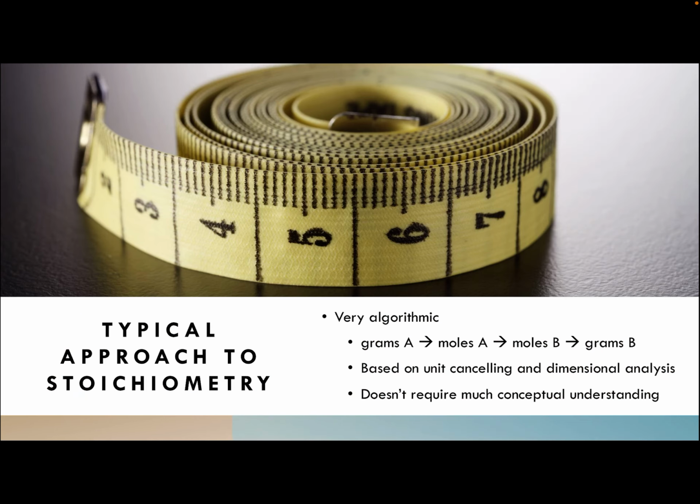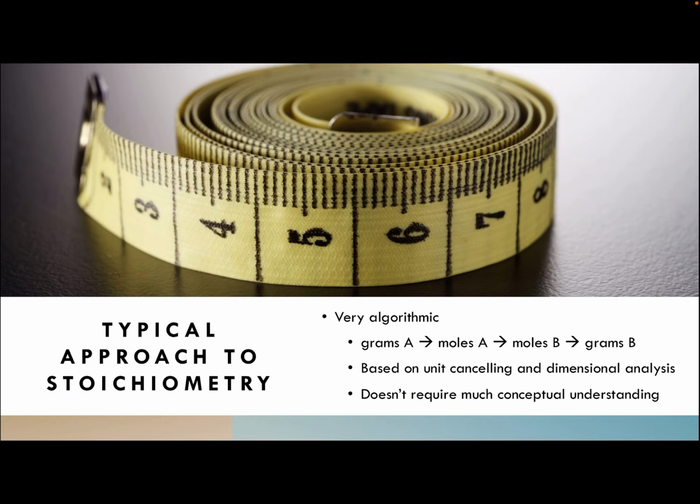So typically, when we're doing this whole train track method, it's really algorithmic, right? We start with grams, we change our grams to moles using the molar mass. Then we use our mole ratio from the balanced chemical equation to find moles of something else. And then we use the molar mass of that thing to figure out how many grams it is. And we do this whole train track, unit canceling, dimensional analysis. But it doesn't really require you to understand very much. As long as you can plug the numbers in and you know how to cancel out units, then it kind of works out for you.